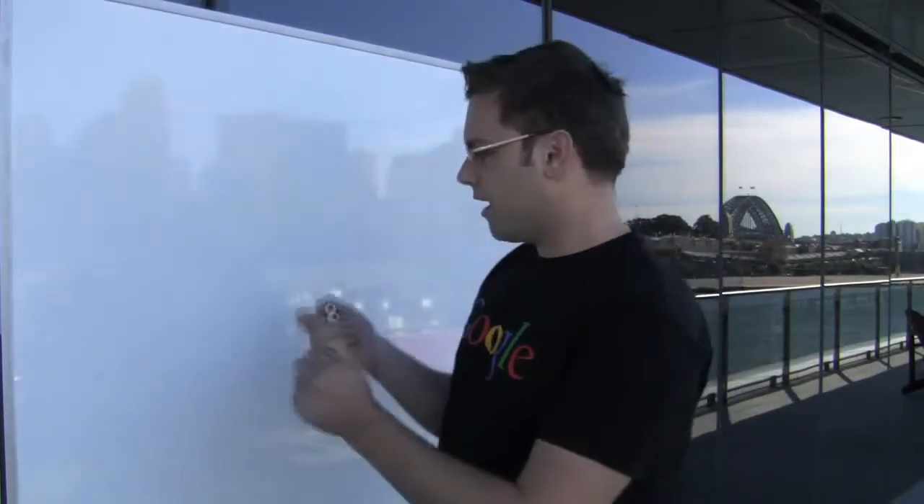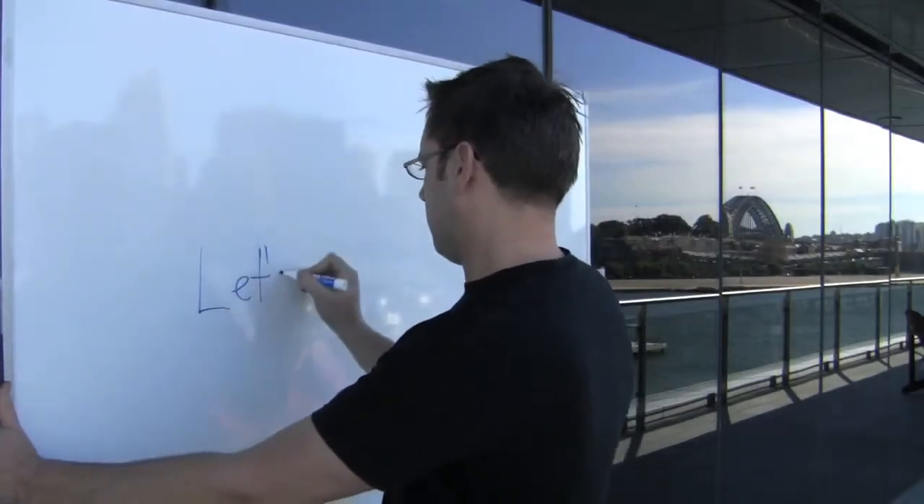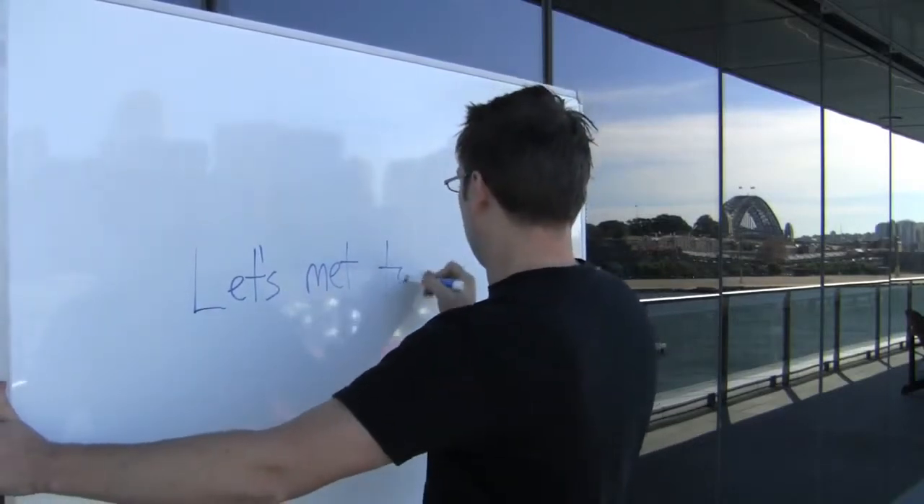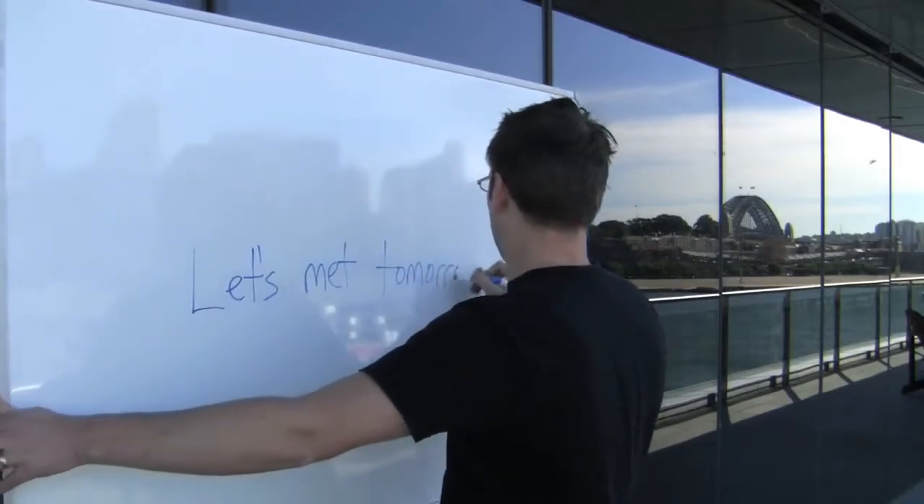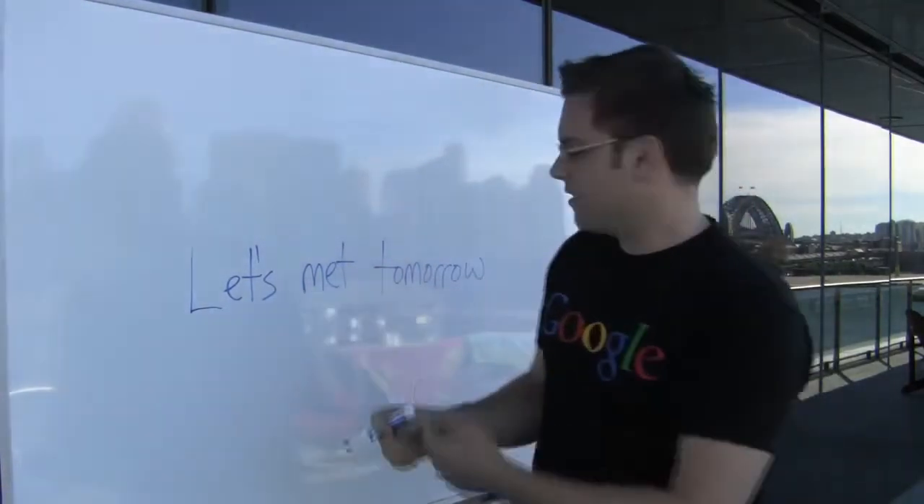Let's say you want to meet up with one of your friends, you're having a chat, so you write, let's meet, tomorrow. So here you see I've made a mistake. I've written met instead of meet here. My finger slipped on the E.